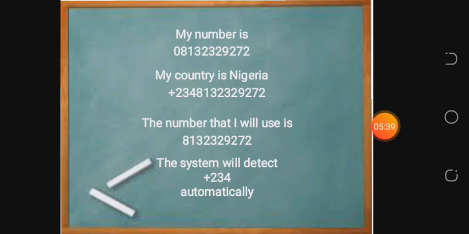If you look at the right-hand side, it shows the combination of my country code and my phone number. Then the number that you will use in PhoneCash3x will now become 8132329272. The system will add the +234 automatically for you.